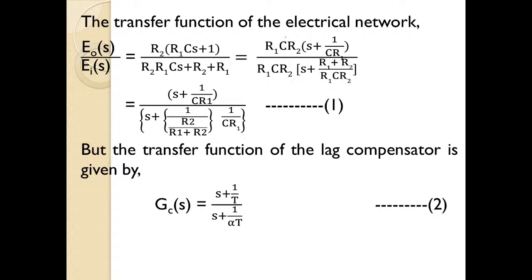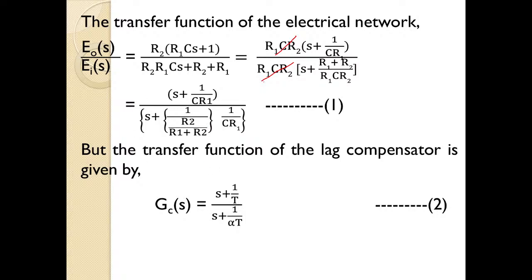Here R1 C R2 can be cancelled with R1 C R2. What is left over is S plus 1 by CR1 by S plus R1 plus R2 by R1 C R2. Here once again I have taken 1 by CR1 common, so I have got S plus 1 by CR1 by S plus R2 by R1 plus R2 into 1 by CR1.